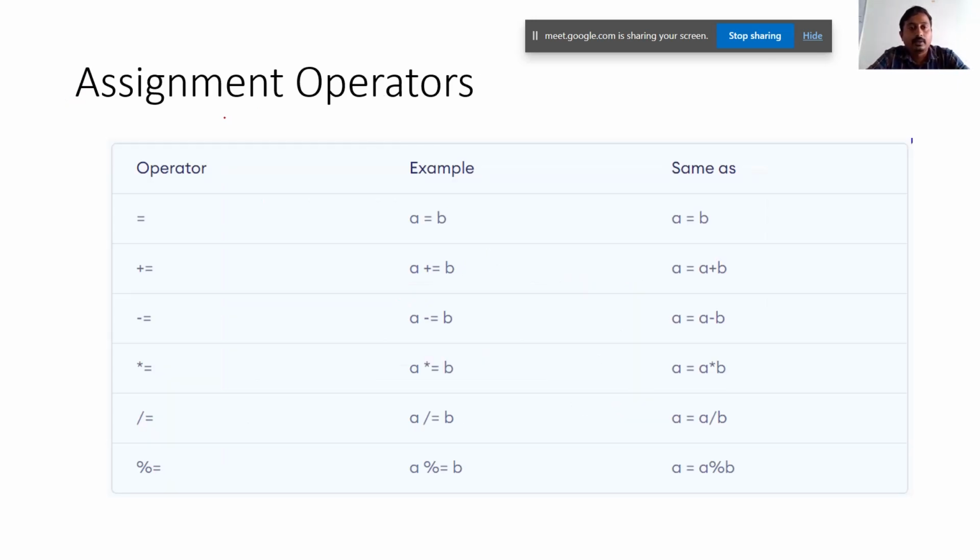Then we have last category, that is assignment operator. So we have seen this assignment operator. To the left side of the assignment operator there will be always a single variable. So what is the working of assignment operator? The expression on the right side of that will be evaluated first, and the result of that will be assigned to the variable on the left side. We can have any expression on the right side of the equal to symbol.